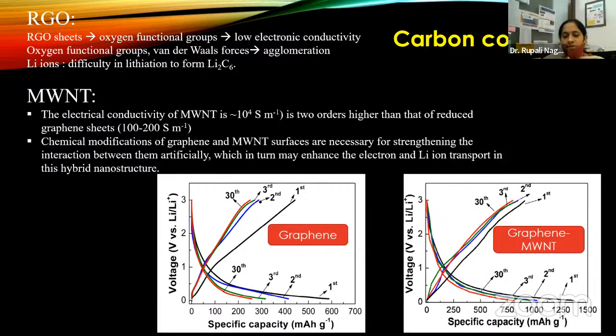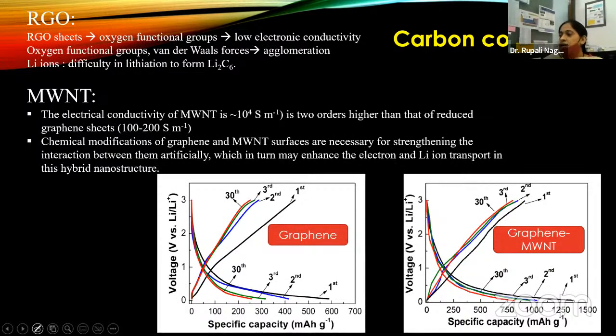So here an example has been shown that if only graphene sheets are used and a composite of graphene and multi-wall carbon nanotubes are used, then when you construct the cell, you look at the first discharge curves on both the figures. For graphene, it is only reaching till a specific capacity of 600 milliampere hour per gram. Whereas when we talk about the graphene multi-wall carbon nanotube composite, it has gone almost up till 1350 milliampere hour per gram.